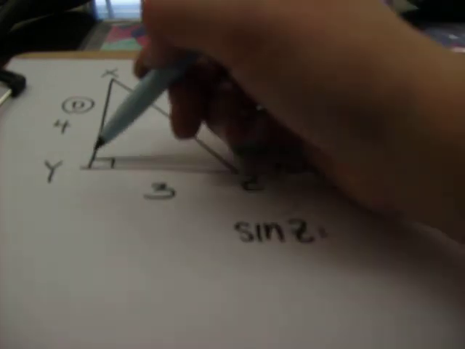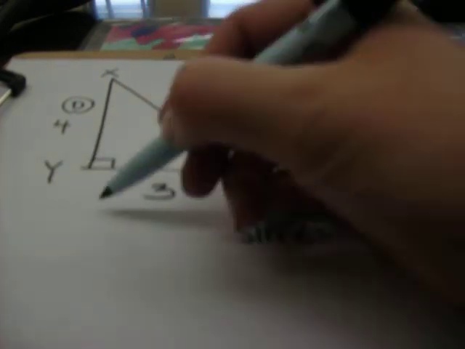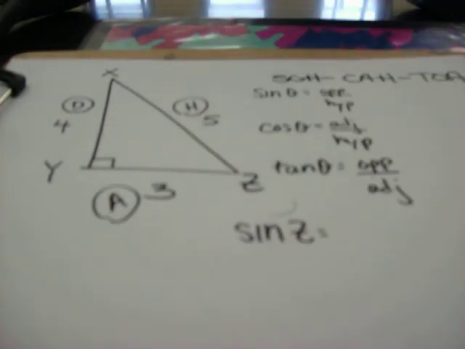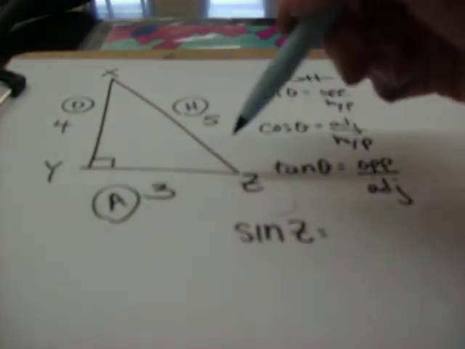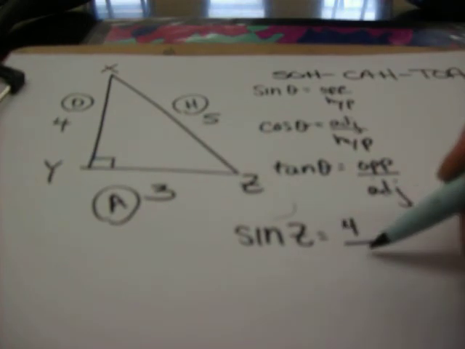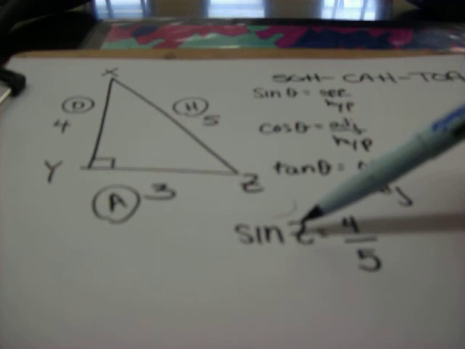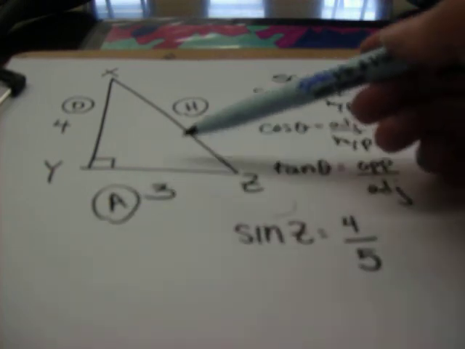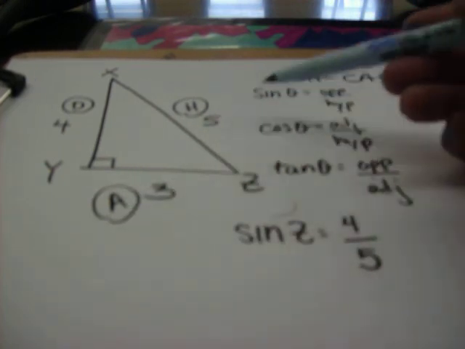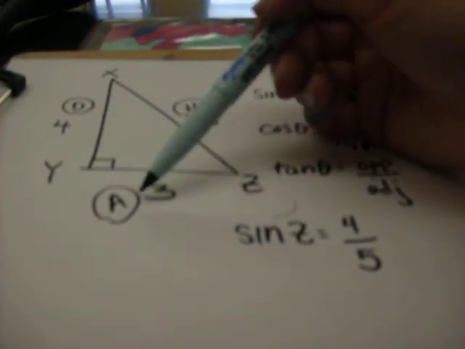Okay? Hypotenuse is always opposite the 90 degrees. And whatever's left is adjacent. Once I have this established, I'm able to write my trig ratio. Sine is O over H, so that's 4 over 5. Okay? If I wanted to find the cosine of Z, that's A over H, which is 3 over 5. Okay? And then tangent would be 4 over 3.